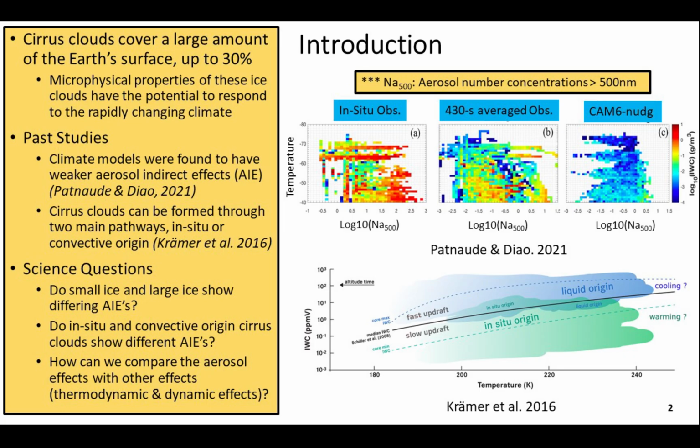And so jumping into the introduction, we understand that cirrus clouds cover a large amount of the Earth's surface, up to 30%. And the microphysical properties of these cirrus clouds have the potential to respond to this rapidly changing climate. And so a few past studies that are related to my work found that climate models had weaker aerosol indirect effects. And this figure here in the top is from that study, which shows aerosol concentrations restricted by temperature, color-coded by ice water content.